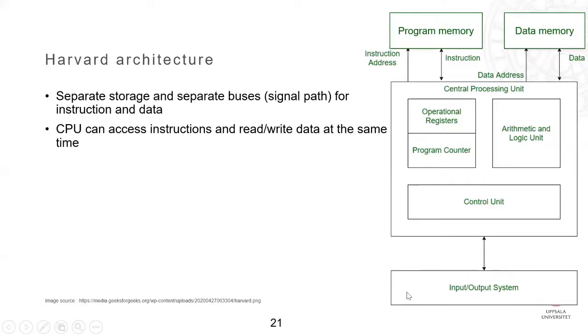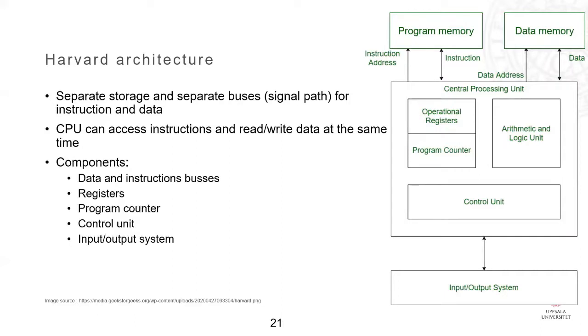So in Harvard architecture, we have separate storage and separate buses for instruction and data. And the CPU can access instruction and read-write data at the same time because it has different buses for them. This is very important to know about the Harvard architecture. So at the same time, a CPU can fetch instruction and fetch data. But there is another architecture I will show you in the coming slides that doesn't have this property.